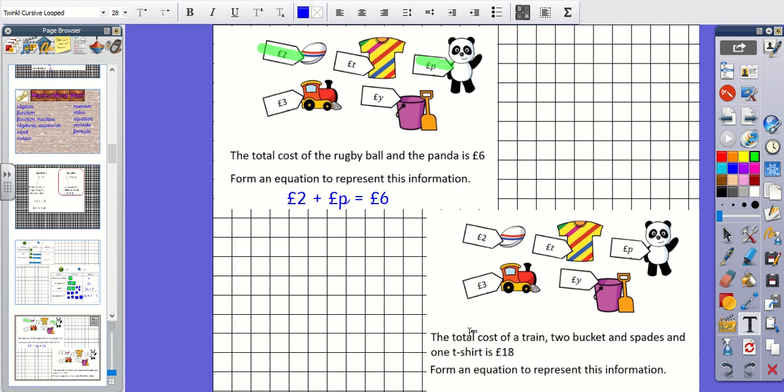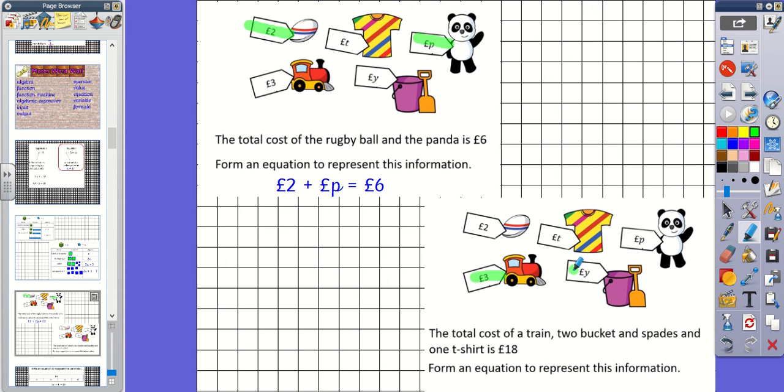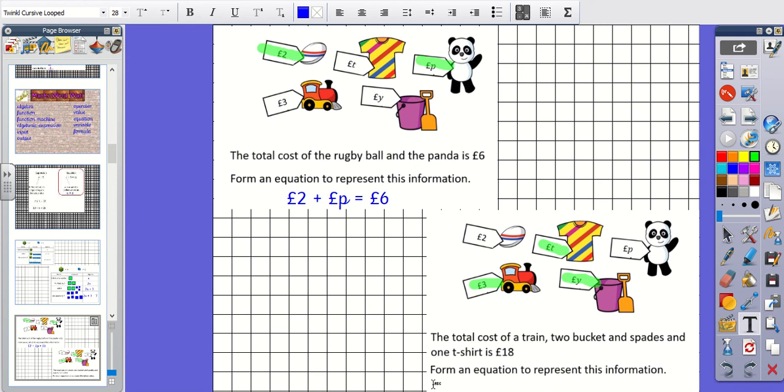So next question then, the total cost of a train, we've got quite a few things here. So we've got a train, two buckets and spades, and one t-shirt is £18. Form an equation. So we know that we have got £3 for the train. We are adding 2 buckets and spades, so we need to add 2y. Then we need to add one t-shirt, which we don't know, so we need to add that as well. But we do know that the total is £18.